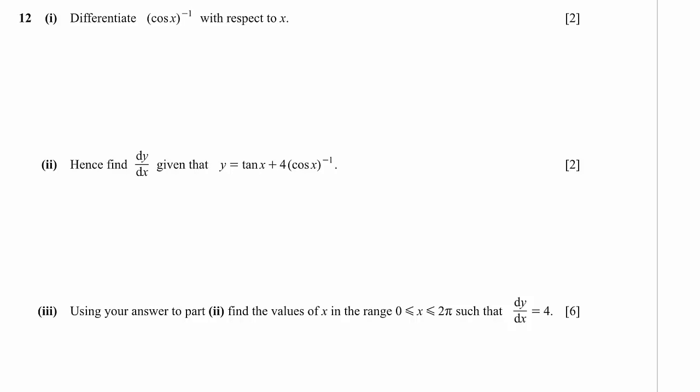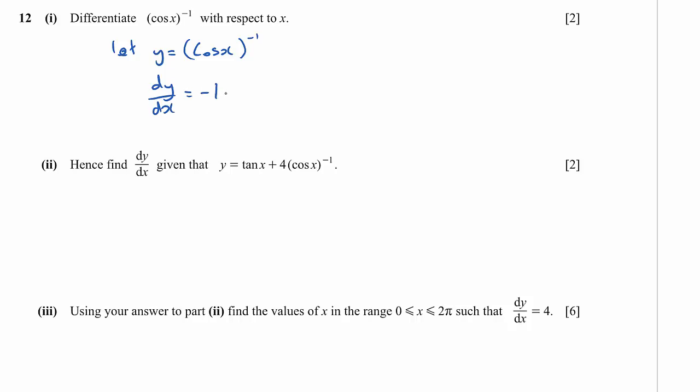Differentiate cos x to the negative 1 with respect to x. And note that that does not mean the inverse cosine. So I'm going to let y be equal to cos x to the negative 1. And then we'll have to differentiate with the chain rule.